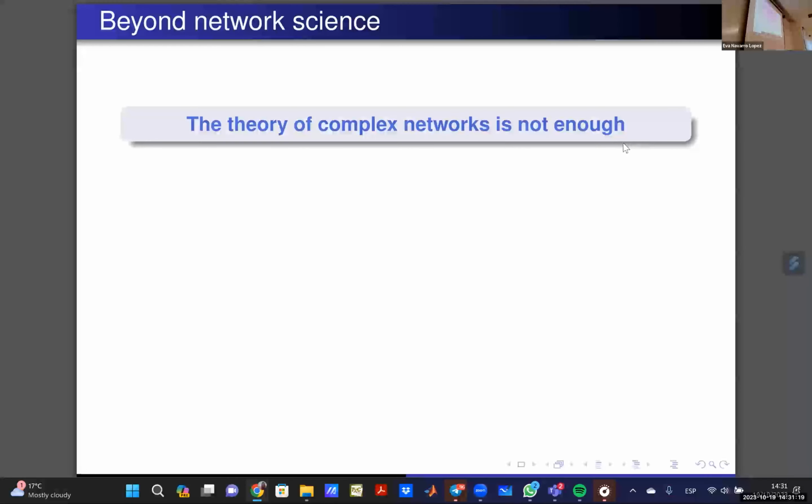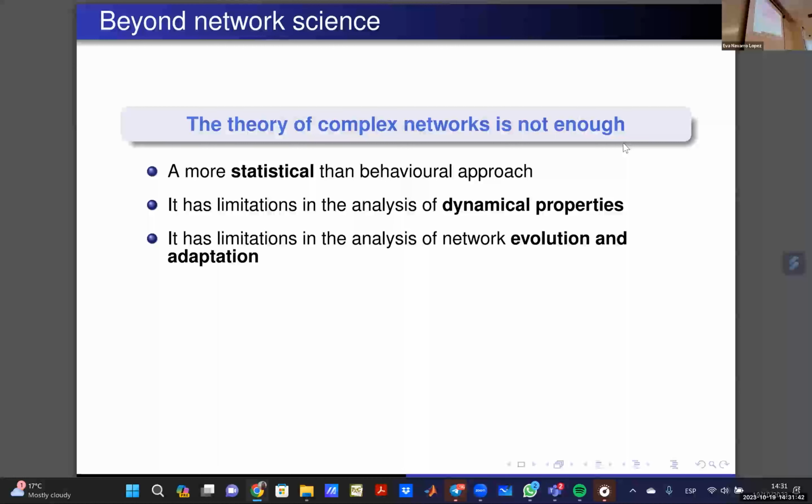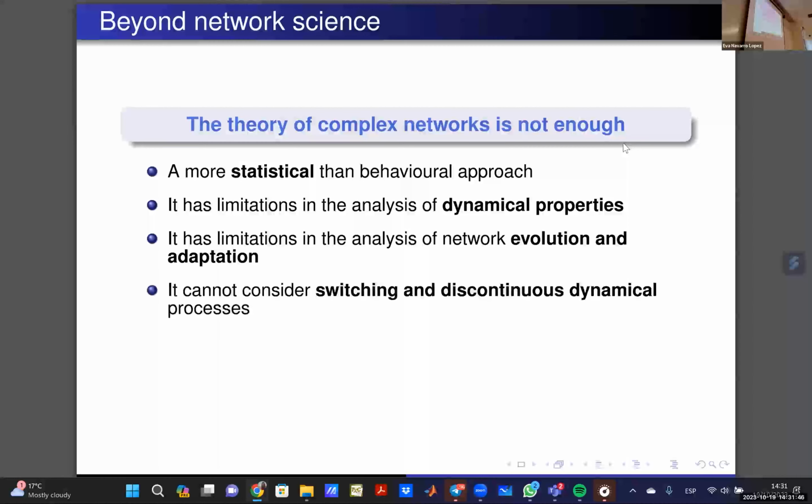But I always say that network models are too focused on topology, and we need to go beyond network science, because the theory of complex networks is not enough. It is a more statistical approach than behavioral. Complex systems have dynamics, and you cannot put dynamics in a statistical model. It has limitations in the analysis of dynamical properties, and of evolution and adaptation, because evolution and adaptation are dynamical behavior.